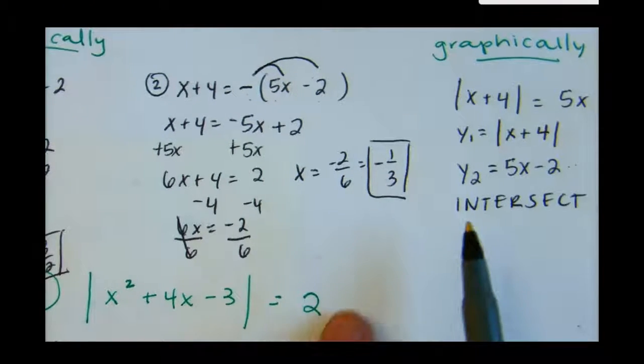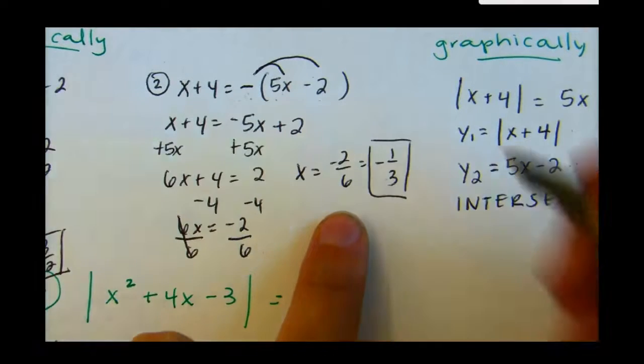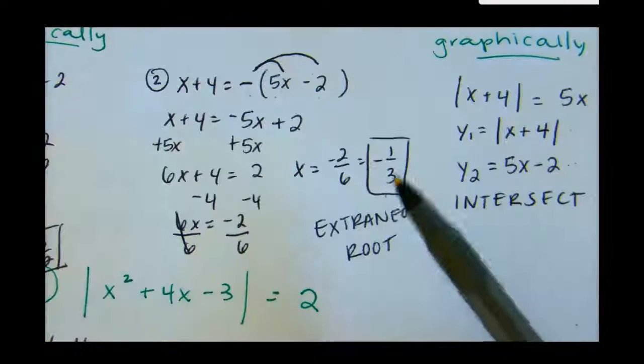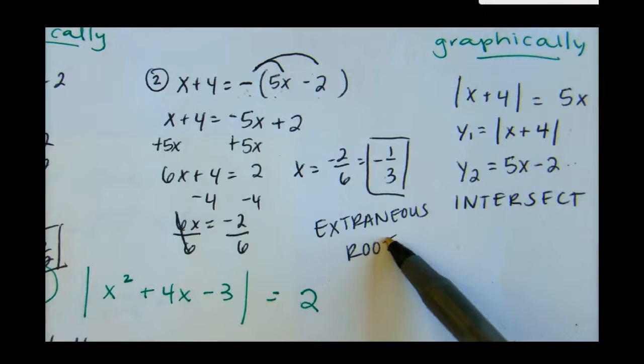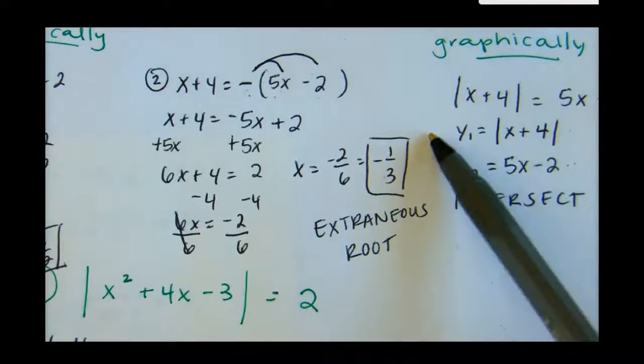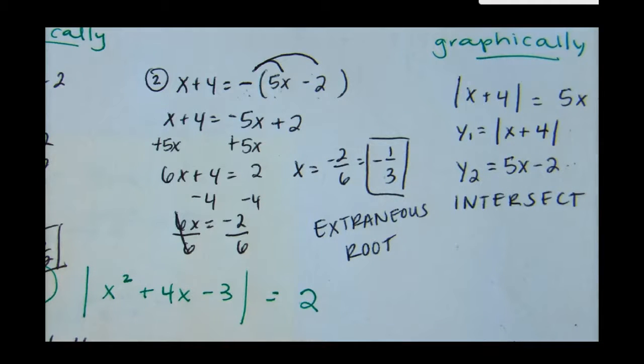What that means is that -1/3 is actually an extraneous root, so it is not a real solution that'll work out. And so your graph is actually a really good way to check to see if you have any extraneous roots.